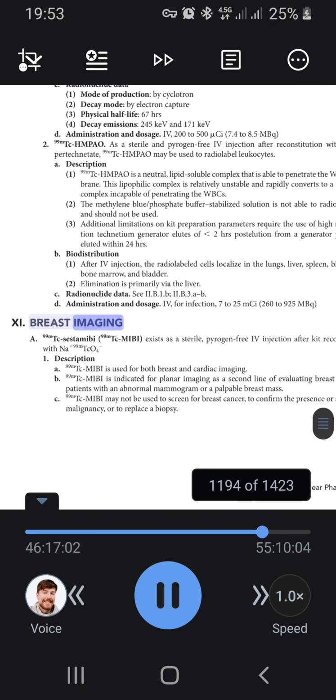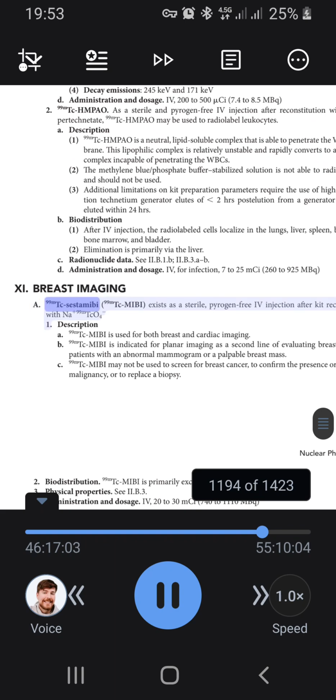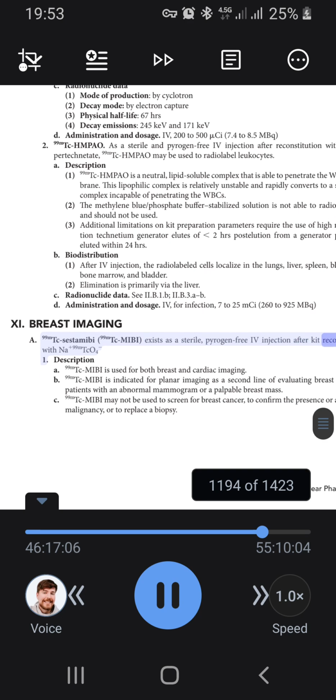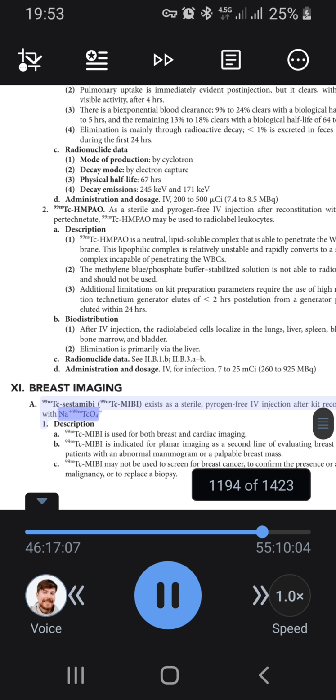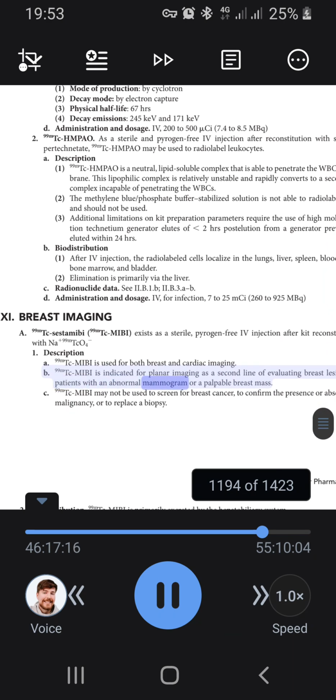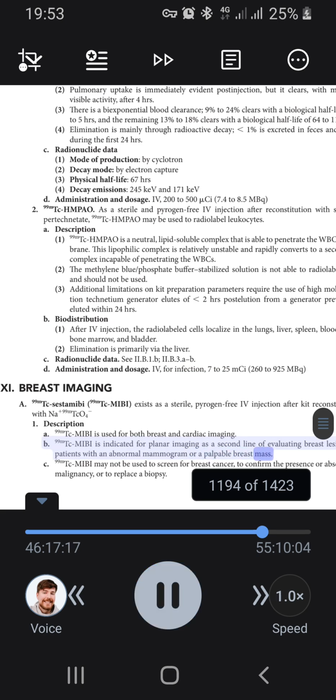E. Breast imaging. A. 99mTc-sestamibi, 99mTc-MIBI. Exists as a sterile, pyrogen-free injection after kit reconstitution with Na 99mTcO4. 1. Description. A. 99mTc-MIBI is used for both breast and cardiac imaging. B. 99mTc-MIBI is indicated for planar imaging as a second-line evaluation of breast lesions in patients with an abnormal mammogram or a palpable breast mass.